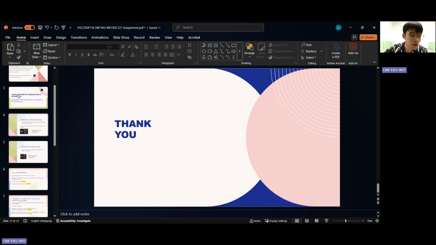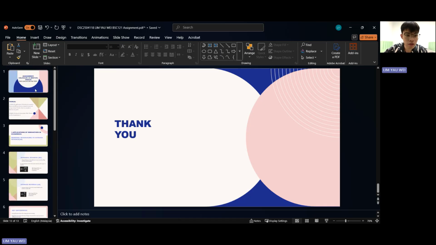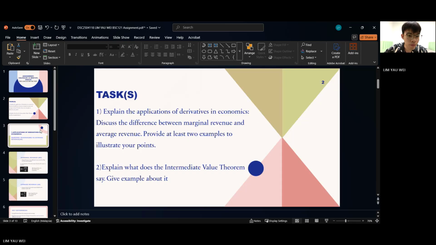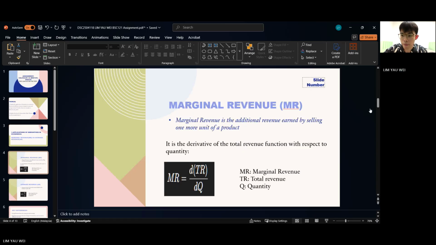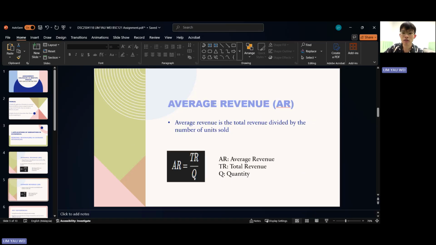So today we learned the application of derivatives in economics, marginal revenue and average revenue. The marginal revenue is the derivative of the total revenue function with respect to quantity, and the average revenue is the total revenue divided by the number of units sold.